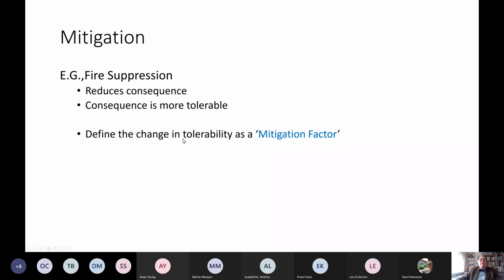And if the consequence is reduced in scale, then it becomes more tolerable. And the question arises as to how we might handle that. We can define that change in tolerability as a mitigation factor. So, for example, you would typically anticipate a fatality as being the consequence, but if the fire suppression was successful, you might expect a severe injury rather than a fatality, and then there will be a corresponding change in the tolerability for that consequence. Might be a factor 10 change, for example, which is what I'm going to use in a moment. And in recognition of that, we can calculate the average risk reduction factor required across all outcomes, depending on whether the mitigation is successful or not.